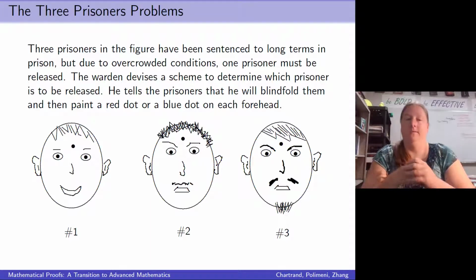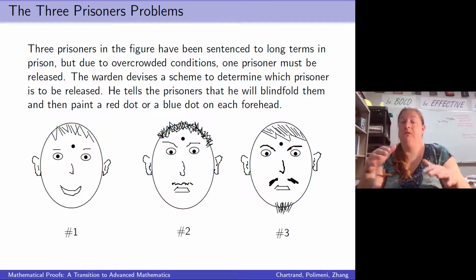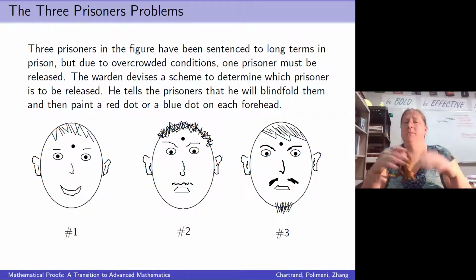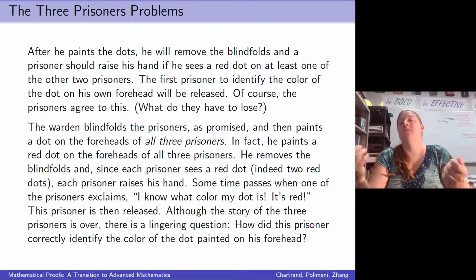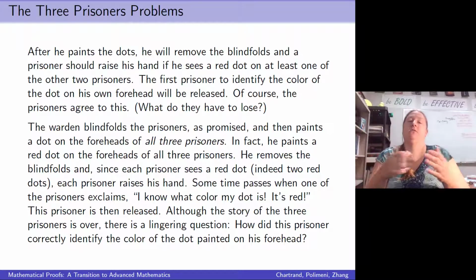Finally, I have a fun problem for you. So we've got 3 prisoners. They're sentenced to long terms, but things are overcrowded, so one of them has to be released. The warden says, I'm going to blindfold them all, and I'll paint a red dot or blue dot on each of their foreheads. After he paints the dots, he's going to remove their blindfolds, and each prisoner is going to raise his hand if he sees a red dot on at least one other prisoner's head. And the first prisoner who figures out what color dot is on his own head is going to be released.